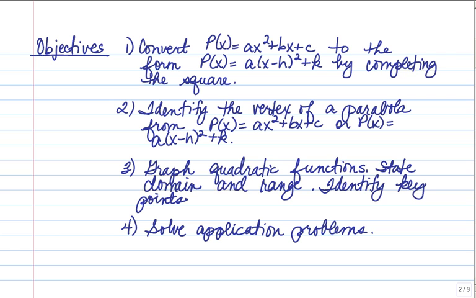Now that you remember that, this is what we're going to do. In this section, we're going to look at a graph that's of the form ax squared plus bx plus c. That's still called a quadratic function. It's not in this kind of vertex form where we can shift it around, but we're going to be able to convert from this polynomial form, ax squared plus bx plus c, to this formula that will allow us to stretch and shift. And we're going to use completing the square to do that. Then we're going to identify the vertex of a parabola from both forms, graph quadratic functions, and state some key things about them, like the domain and range and other key points, and solve application problems.